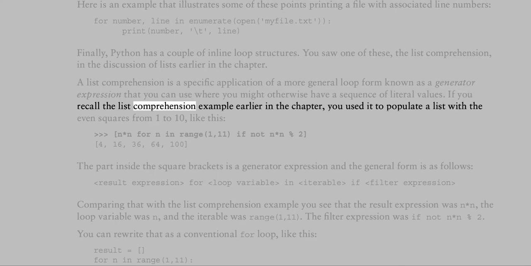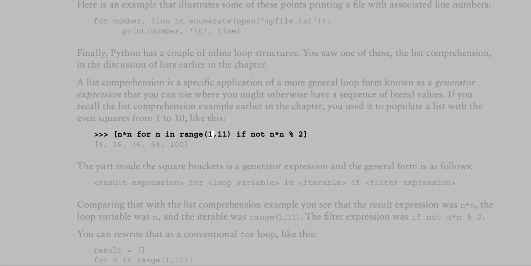If you recall the list comprehension example earlier in the chapter, you used it to populate a list with the even squares from 1 to 10, like this. [n**n for n in range(1, 11) if not n**n % 2] gives 4, 16, 36, 64, 100.